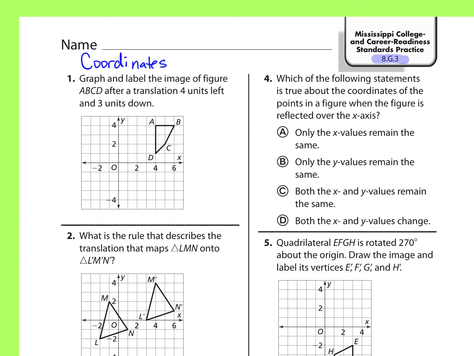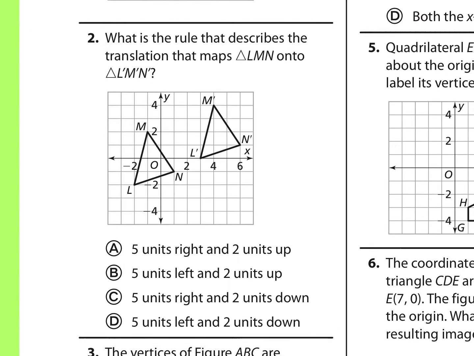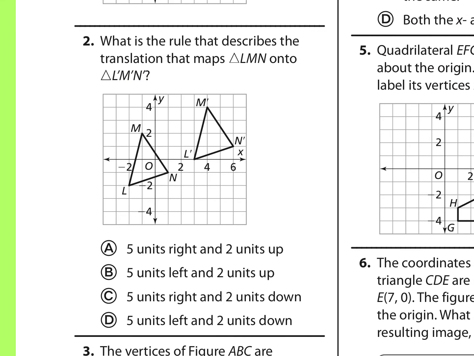Standard 8.G.1-4 focuses on the coordinates when doing geometric transformations. So we're going to look at problem number 2. It says, what is the rule that describes the translation that maps triangle LMN to triangle L'M'N'? So what happened to go from LMN to the new triangle, L'M'N'?